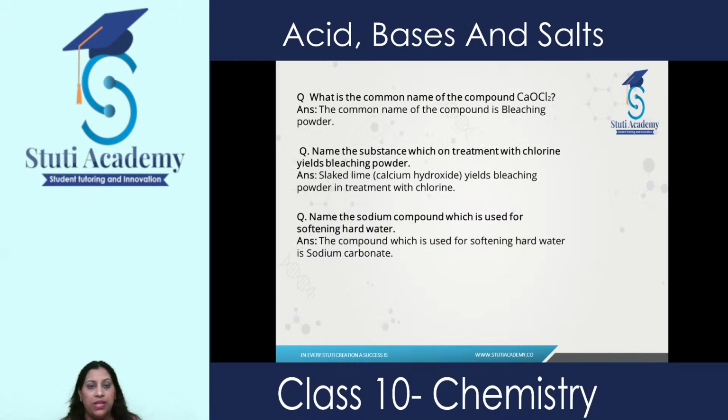What type of questions can come in the exam? Like, what is the common name of the compound CaOCl2? The common name of CaOCl2 is bleaching powder, and chemical name is calcium oxychloride. So you need to learn all chemical names, common names, their formulas, their preparation and uses. Then second is, name the substance which on treatment with chlorine yields bleaching powder. Slaked lime yields bleaching powder on treatment with chlorine. And the answer is calcium hydroxide. This reaction we have already discussed.